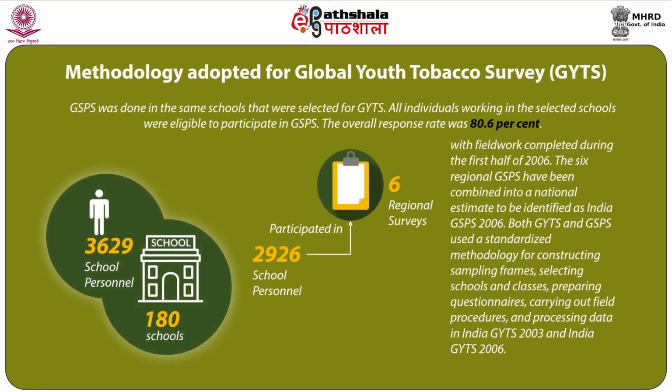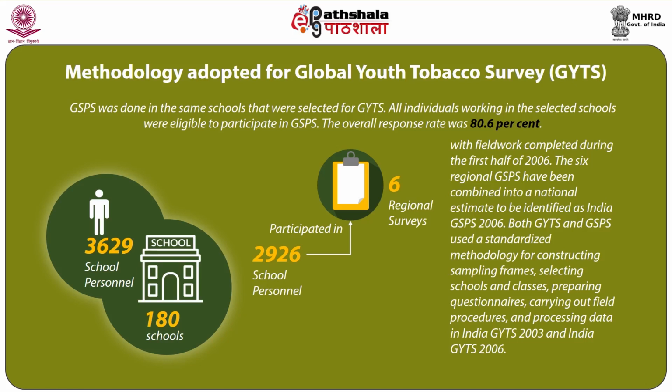GSPS was done in the same schools that were selected in GYTS. All individuals working in the selected schools were eligible to participate in GSPS. The overall response rate was 80.6%. In total, out of 3,629 school personnel from 180 schools, 2,926 participated in the 6 regional surveys, with fieldwork completed during the first half of 2006. The 6 regional GSPS have been combined into a national estimate to be identified as India GSPS 2006.